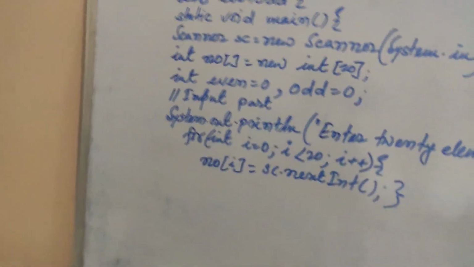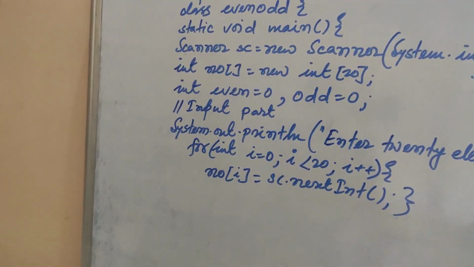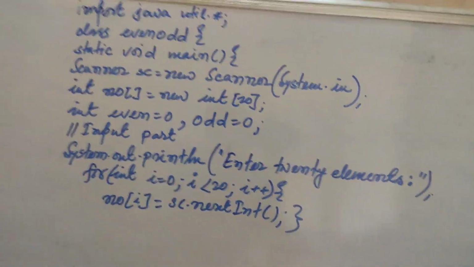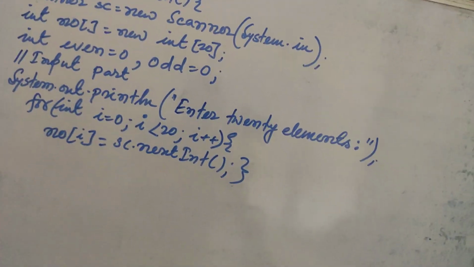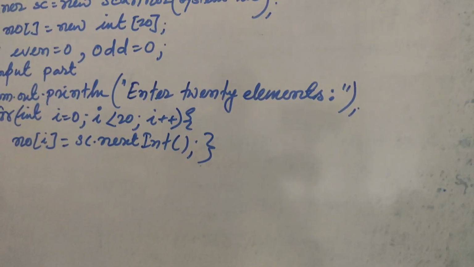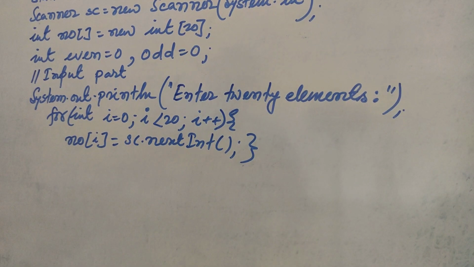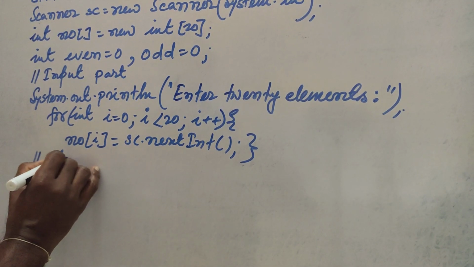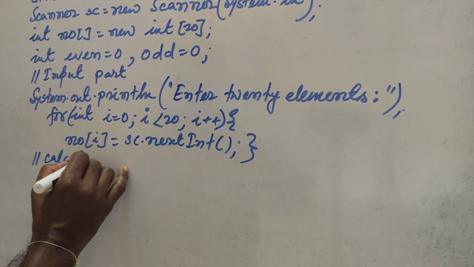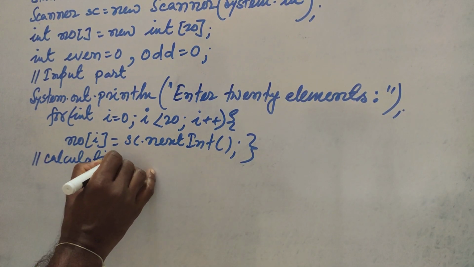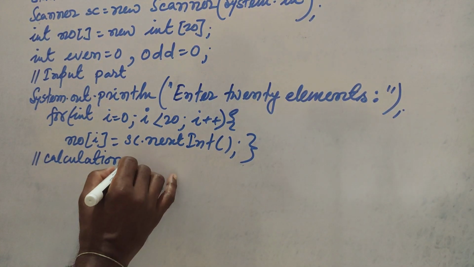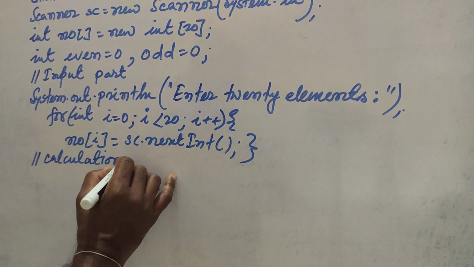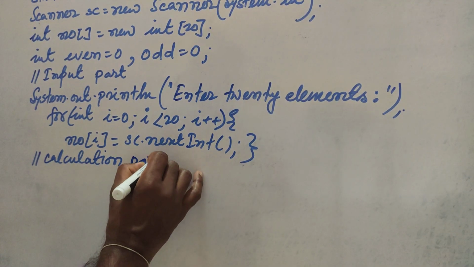So you need to write input statements like that every time. Now the input part is completed. Next is the calculations part. I am writing here: calculations, to find out the sum of all even numbers and odd numbers.